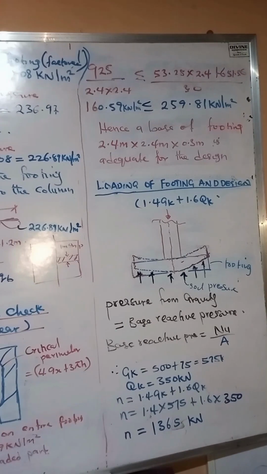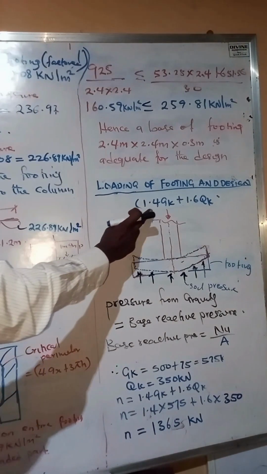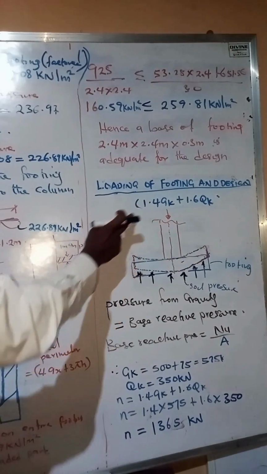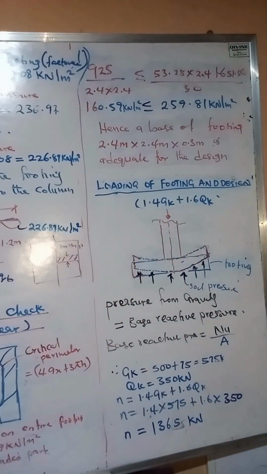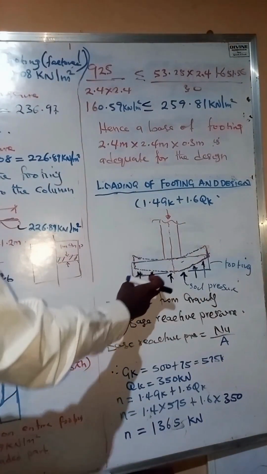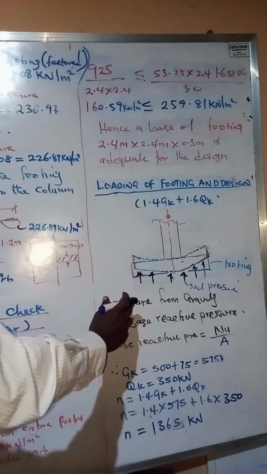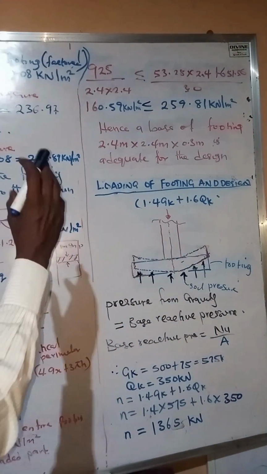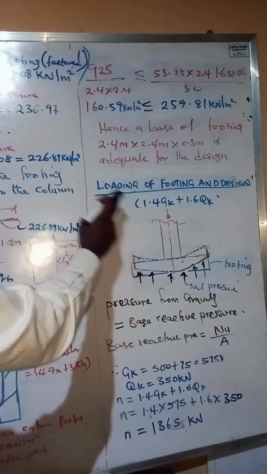Now the loading of the footing, we are going to load the footing using our ultimate load from column. All right, so our ultimate load from column according to our code, 1.4 GK plus 1.6 QK, where GK represents our total dead load and QK represents our total imposed live load. Now, like we know that the pressure acting in the form of gravity load is equal to the pressure that is causing an upward force on the footing.